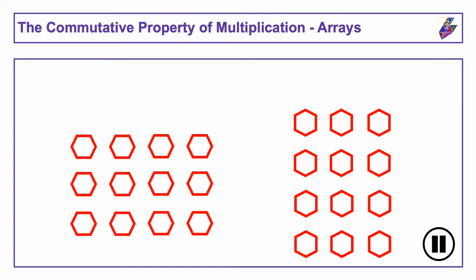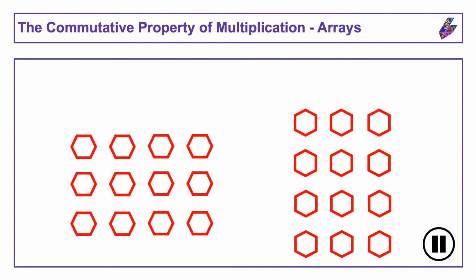Pause the video and try to think about what is the same and what is different about the rows and columns, as well as the total number of objects in the 2 images. After you've had some time to come up with your own ideas, resume the video.